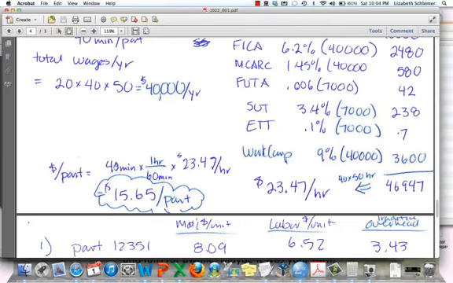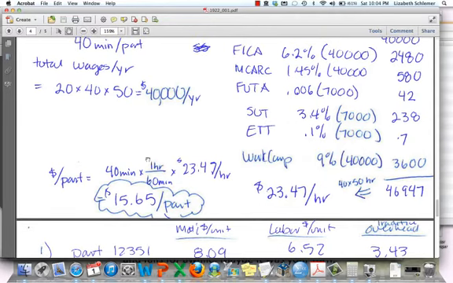And then I go over here and I take the 40 minutes, which is how long it takes to make the part, 40 minutes per part, convert it to hours and multiply it by his hourly rate. So the value then is $15.65.